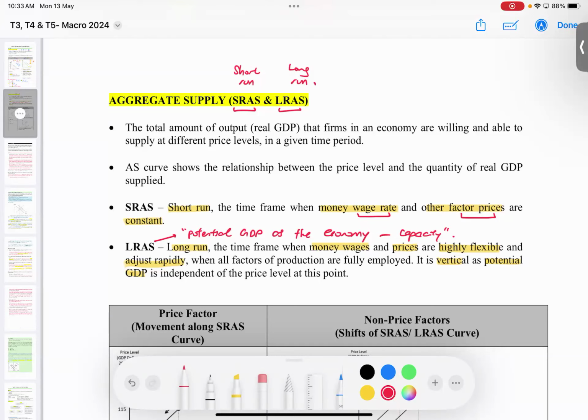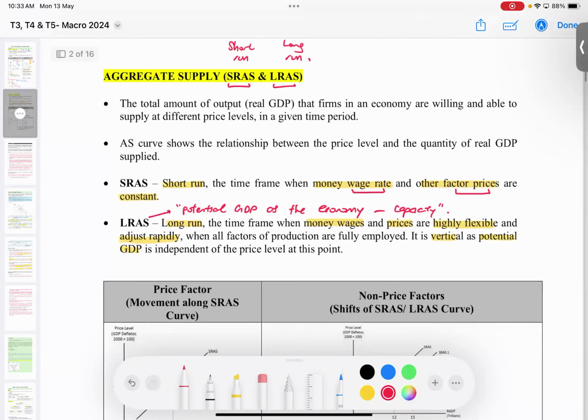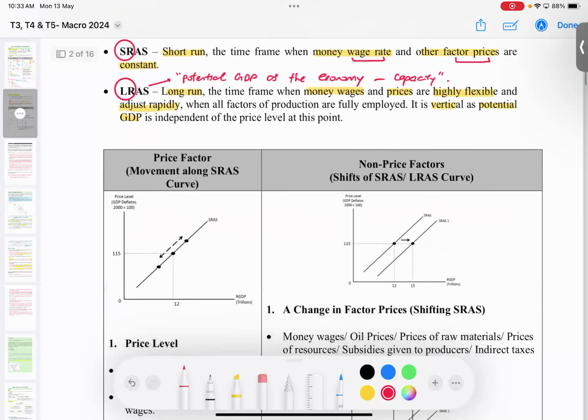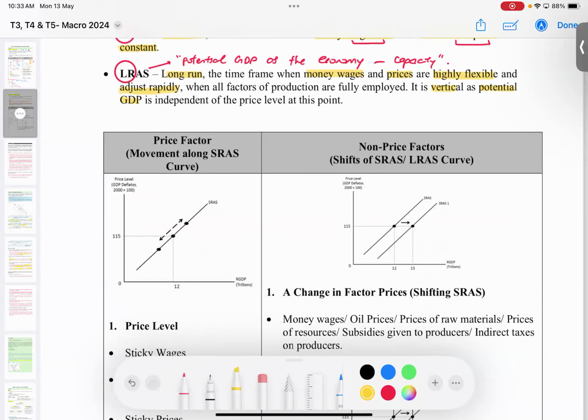So now, same thing, we are going to look into price factor and non-price factors. It's just that here we will have two lines: one is the short run aggregate supply curve, the other is the long run aggregate supply curve. Let's look into the price factor first. On the y-axis is price level, on the x-axis is real GDP, and this is the SAS curve, upward sloping. Why is that so? Let's say at first it's at point A, at the price level of 115 and the quantity of 12.